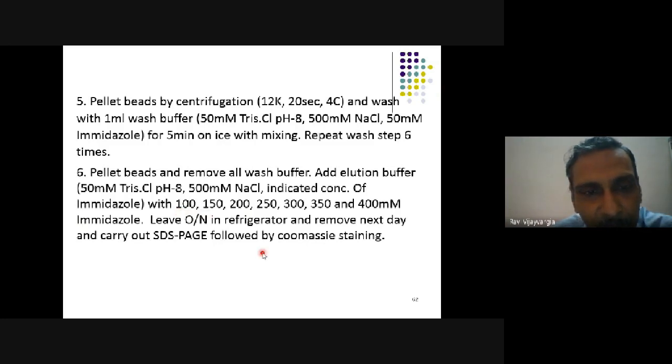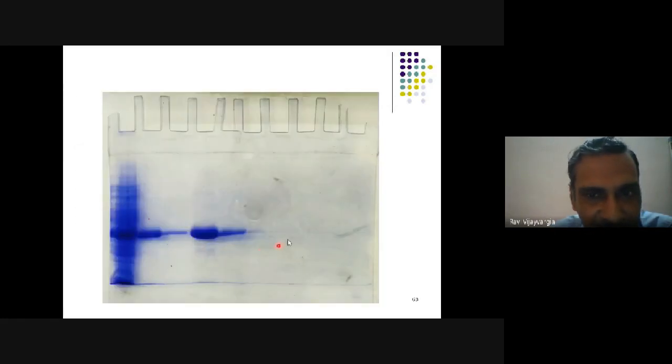Okay, and then you can take out the samples, run them on SDS-PAGE, followed by Coomassie staining, so you can see which fractions have your protein of interest in them. Okay, so His tag purification: His tag is one of the cheapest tags as well as one of the cheapest methods for affinity purification. Whenever you are using recombinant DNA technology, the easiest way is His tag and nickel NTA chromatography.